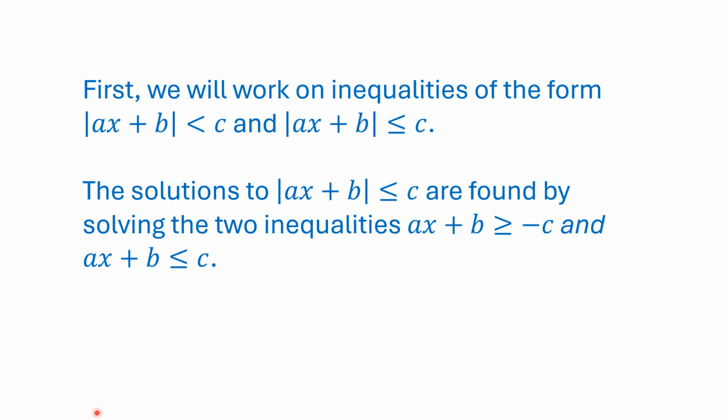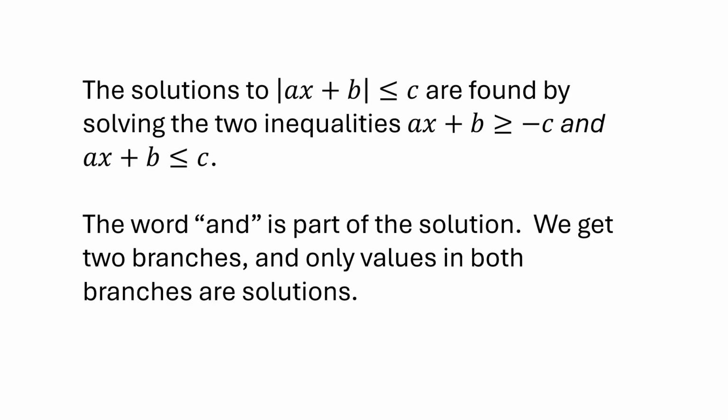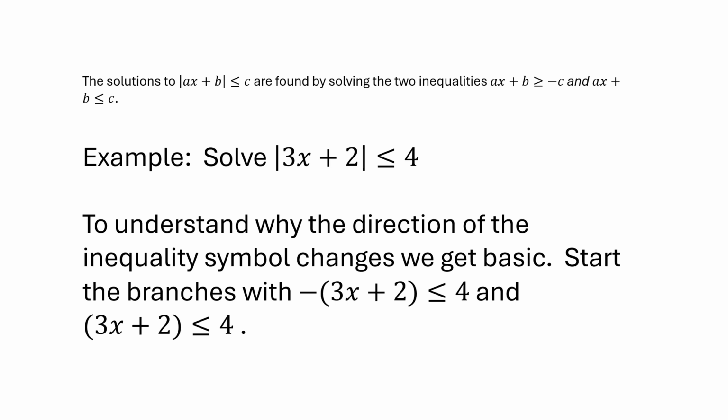You can think about the idea that we started with a less than symbol or less than or equal symbol means we want things in between the solutions of the two branches. The word and is part of the solution. So we get two branches and we want only what's between the two endpoints of those branches. Now we're going to take an example with actual numbers. Solve the absolute value of 3x plus 2 is less than or equal to 4.